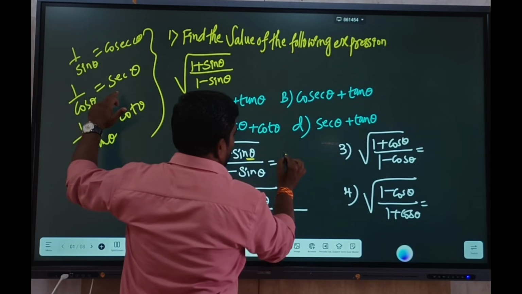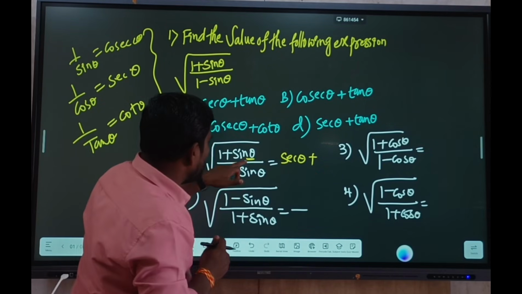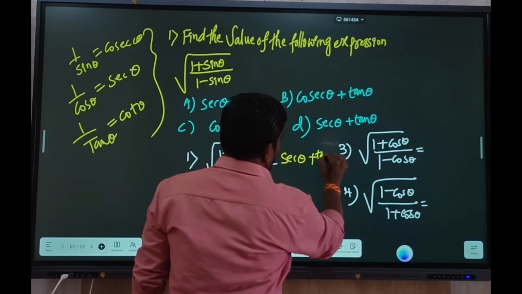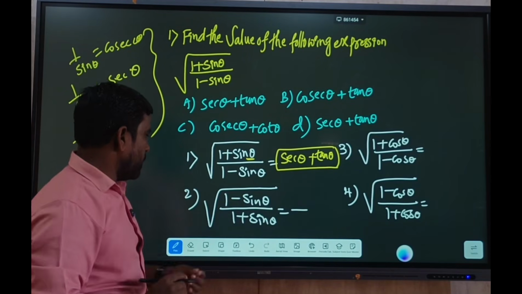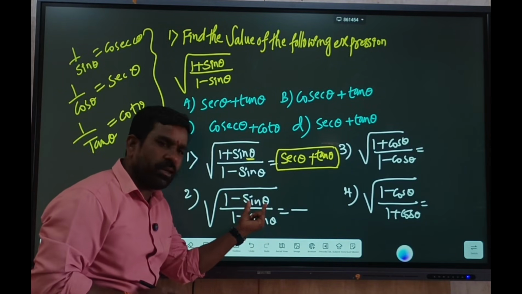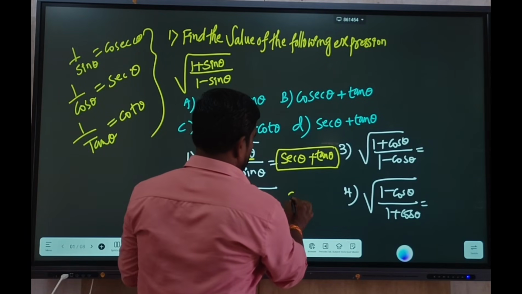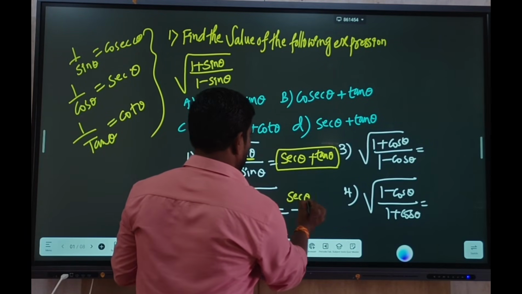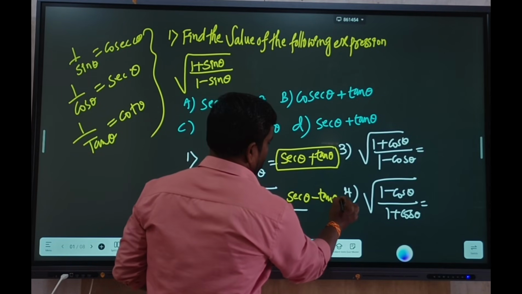1 by cos means what? Secant theta. Plus secant theta, sin theta by cos theta is tan theta. So for example, the remaining sin divided by cos, with 1 by cos being secant theta, minus sin theta by cos theta, is tan theta. It is a smart method.